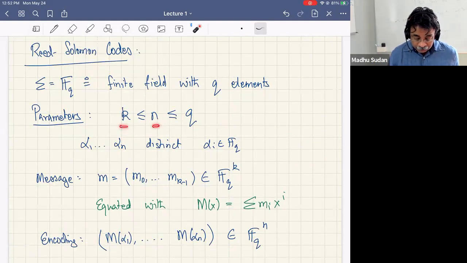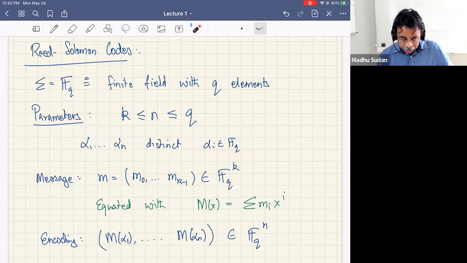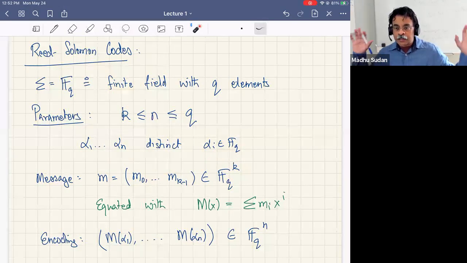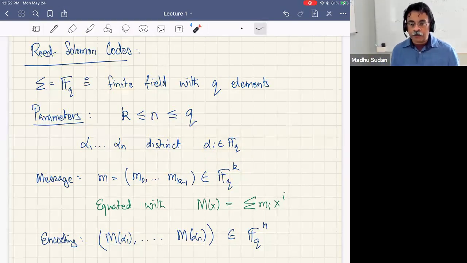And the parameters of the code will include in this F_q, which is a field with exactly q elements, pick n distinct elements. You can obviously pick n of them distinctly because q is larger than n, so there are n distinct elements. Let's fix them. This is now designed our code. We have designed the code.